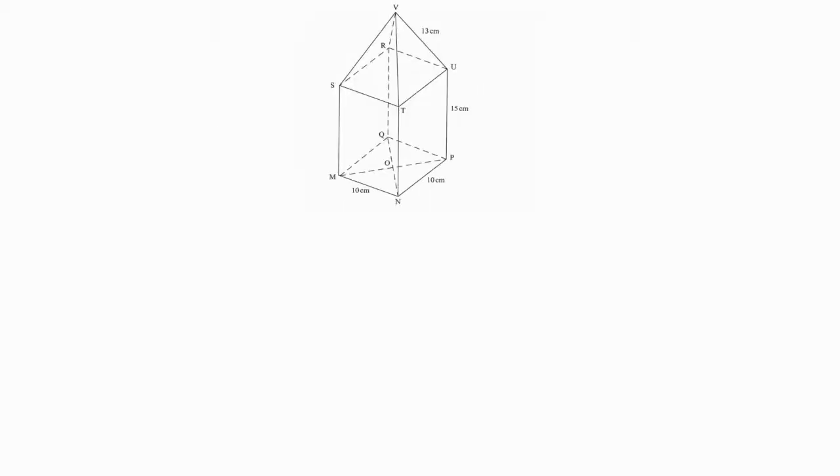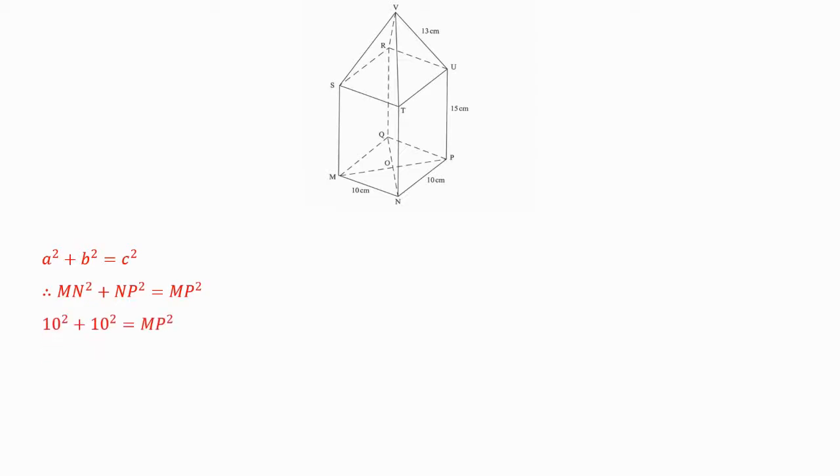and since we've been told that the base is square, that means we can use the Pythagoras theorem to find the length MP, whereby a squared plus b squared is equal to c squared, and in our case the a is MN, the b is NP, and the c is MP.